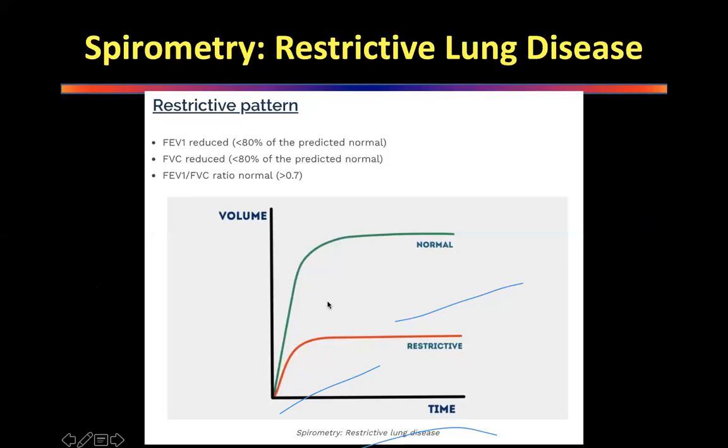Your obstructive lung disease was like this. The restrictive lung disease is completely flat. Reduced FEV1, reduced FVC, but the ratio remains normal. Both have gone down, but the ratio has remained normal. So it's quite important to understand this.